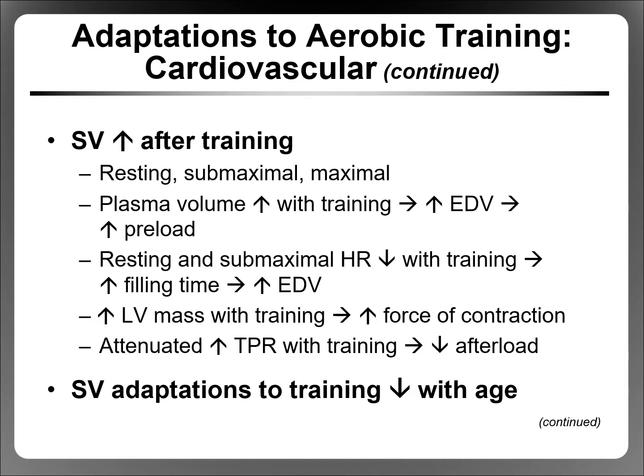This is going to work up until a certain point. These big adaptations in stroke volume are actually going to decrease with age. So training a young, healthy 20-year-old and training an older, healthy, say 50 or 60-year-old, even though the trainee is still going to show increases in stroke volume, we're going to have much larger adaptations with the younger individual as opposed to the older individual.